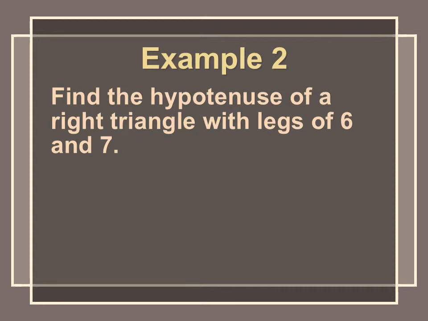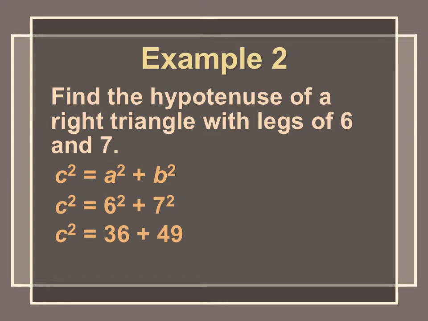Let's try another one. Let's find the hypotenuse of a right triangle with legs of 6 and 7. So again, we're going to start with the Pythagorean theorem, and we're going to let 6 be A and 7 be B. So we get C squared equals 6 squared plus 7 squared. So let's go ahead and do our exponents. So C squared is equal to 36 plus 49. We'll add 36 and 49 together, and that gives us 85.